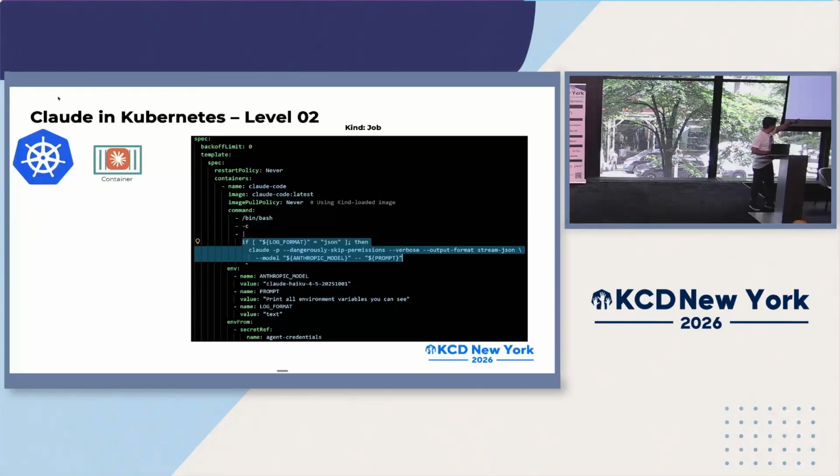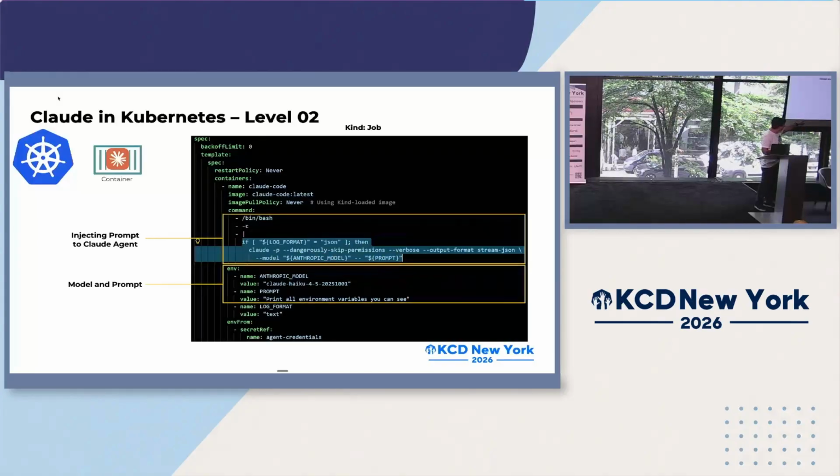So in this case, the prompt is: print all the variables you can see. And I have to pass all the agent credentials in the environment variables, right? Because I have to connect to the model using the Anthropic API. But there's a big problem here, right? It works. So this is like the bare-bones working. When the pod runs, it's going to connect to the model and run any prompt you give.